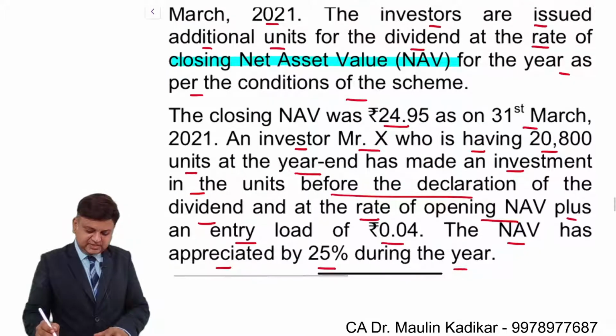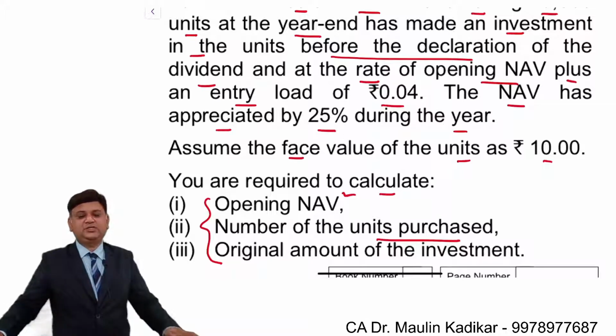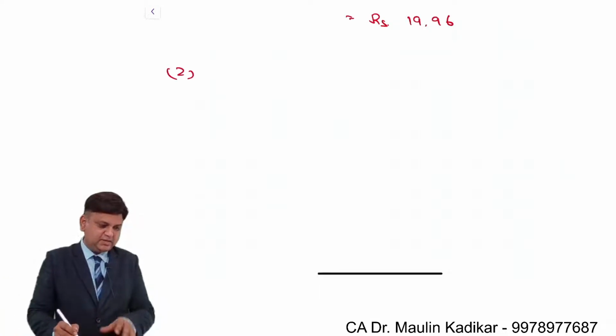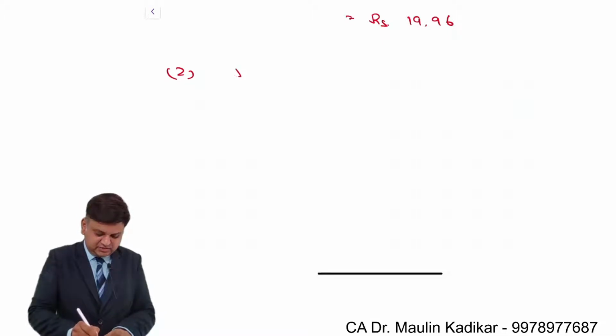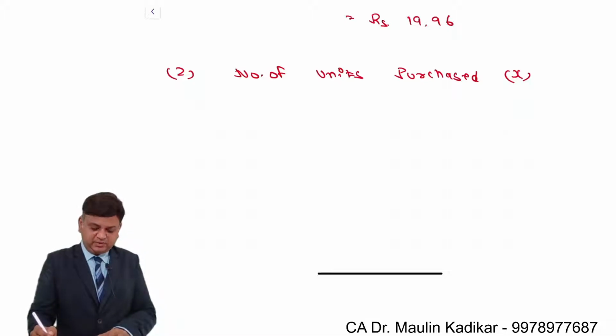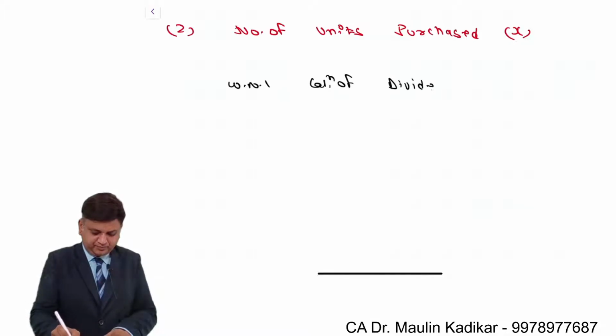The second question is number of units purchased. I request you to write in the chat box what must be the number of units purchased. Now the answer for the second question. The question says to find the number of units purchased. Dear students, I am assigning x variable to it. So we can say something like this, very simple. Working note number 1, calculation of dividend per unit.